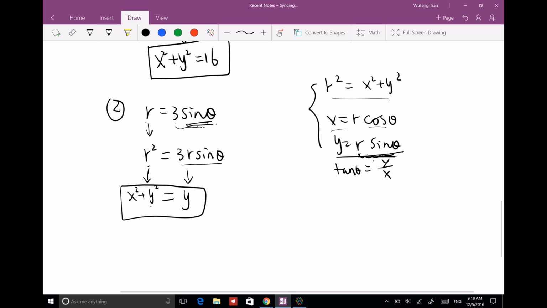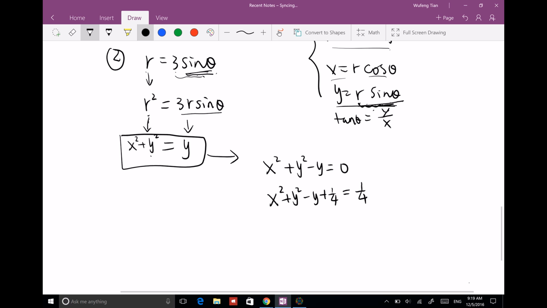You can continue to change this equation a little bit. You have x squared plus y squared minus y equals 0. And you can continue: x squared plus y squared minus y plus 1/4 equals 1/4. You add 1/4 to both sides. You get x squared plus (y minus 1/2) squared equals 1/4. So this is another circle, center at 1/2 like this.